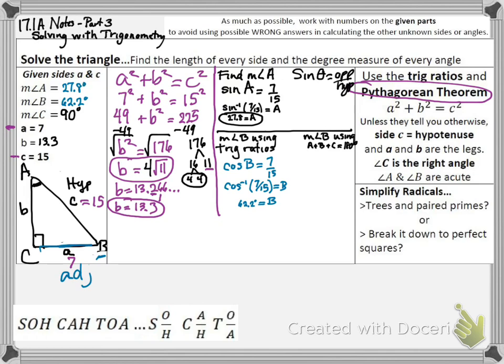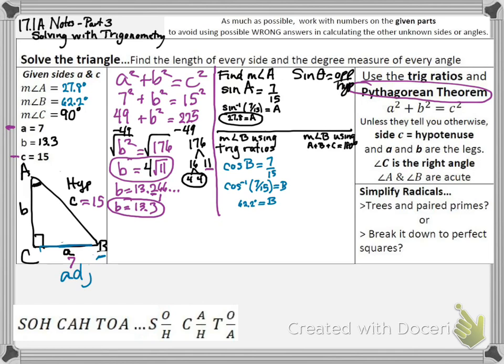Don't forget to put the degrees on these answers. If you do a quick add with your calculator, you'll notice that 90, 62.2, 27.8 add up to 180 degrees. But we kind of knew that, didn't we? The angles of a triangle always add up to 180 degrees.